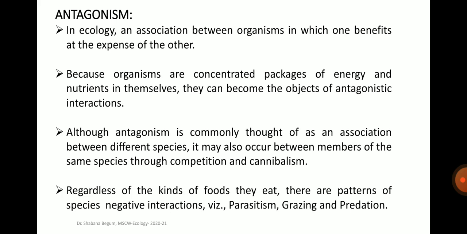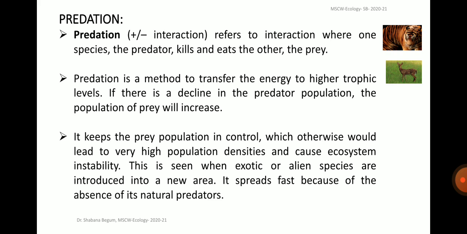Regardless of the kinds of foods they eat, there are patterns of species negative interactions such as parasitism, grazing, and predation. Let's discuss what are predators and what is predation. Predation is a negative interaction, referring to an interaction where one species, the predator, kills and eats the other, the prey. You can see the pictures of a tiger, which is a predator, and a deer, which is a prey. Predation is a method to transfer the energy to higher trophic levels.